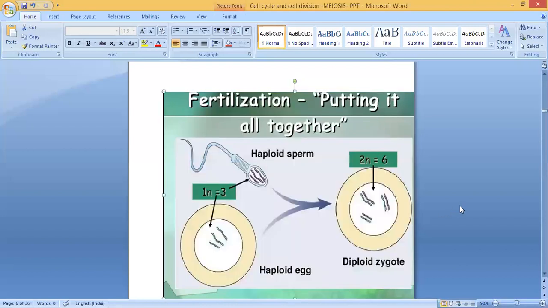Clear? You can see here fertilization, putting it all together. This is a haploid sperm. You can see here the chromosomes, 3, so it is 1n, haploid in nature. Here also you can see 3, so they are haploid in nature. Then they will pair up. You can see now the total is 2, 4, 6. 6 is diploid in nature. You can see one pair here. So this haploid sperm and haploid egg form a diploid zygote, 6, that is 2n.